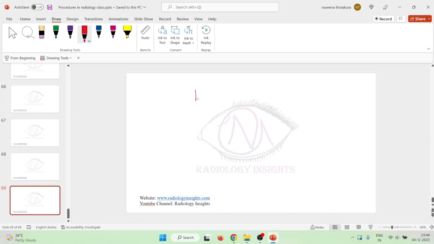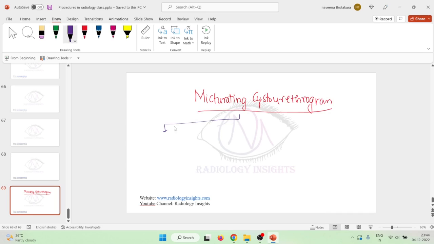Hello friends, let us now learn some important points about micturating cystourethrogram. This micturating cystourethrogram is actually of two types: ascending micturating cystourethrogram and descending micturating cystourethrogram.